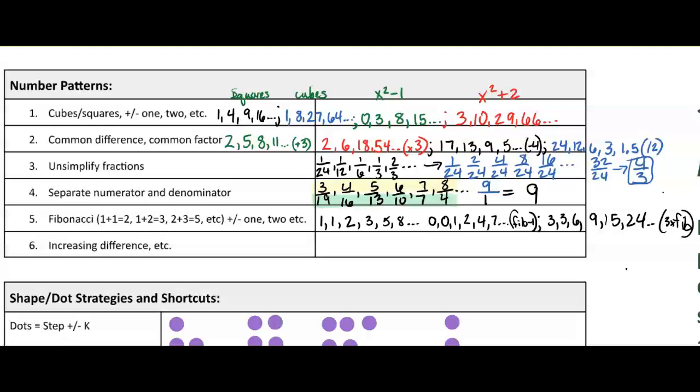In this case, when you multiply, the Fibonacci still works exactly. 3 plus 3 is 6. 3 plus 6 is 9. 6 plus 9 is 15. So the Fibonacci pattern, when multiplying, dividing still works exactly. Okay, here we go. And then the last one that can be maybe the trickiest to catch is increasing difference.